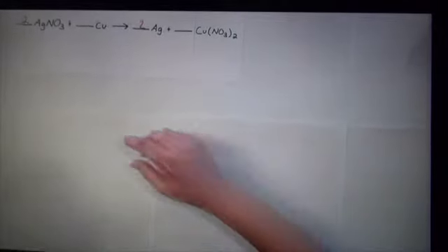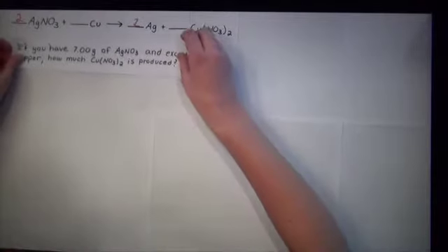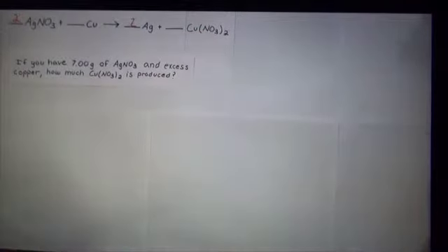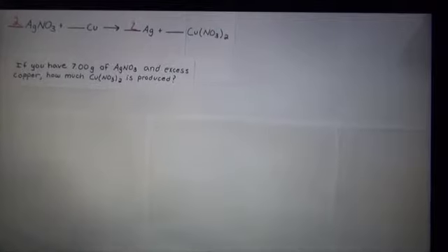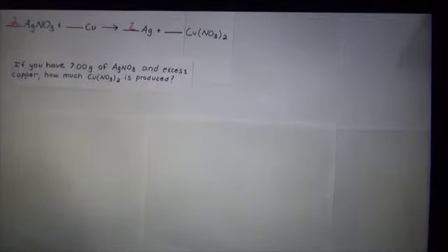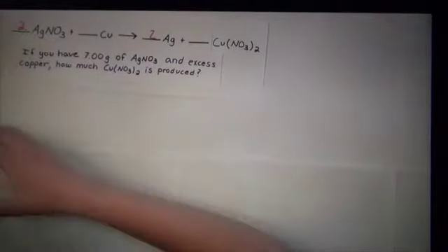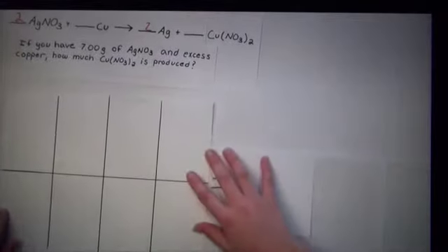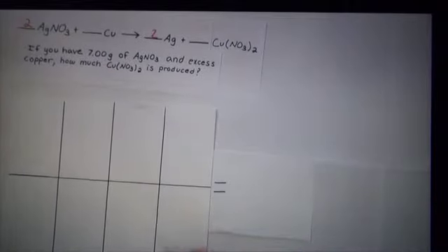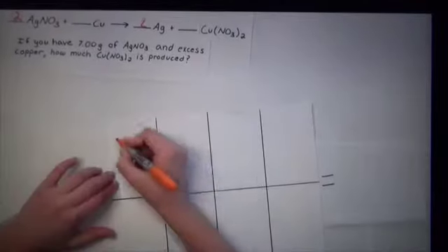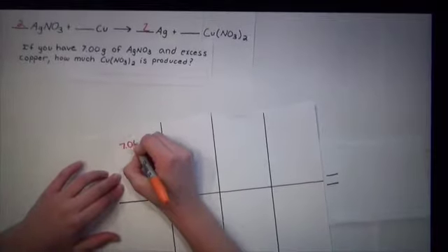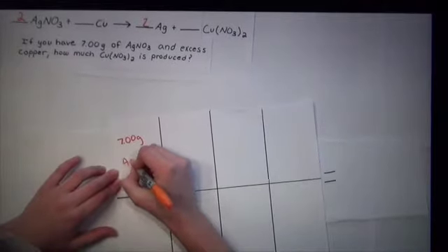Now we're going to do the actual calculations. So first we have our problem. If you have 7 grams of silver nitrate and an excess amount of copper, how much copper nitrate is produced? Okay, so now we're able to solve our question. We have our chart here that we're going to fill in. In the first box here, this is what you start with. So we're starting with 7 grams of silver nitrate.